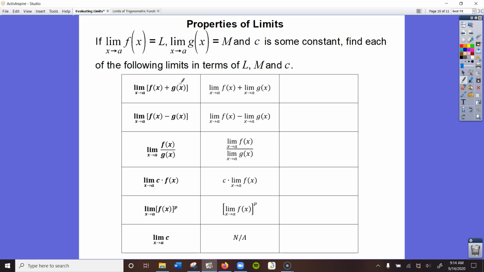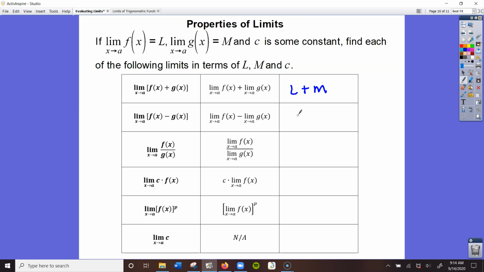If I were to look at all of these limit statements, so see here, the first one we have the limit as x is approaching a of f of x plus g of x. What that means is that I can take the limit value as x is approaching a of f of x and add it to the limit value as x is approaching a of g of x. This means that if I'm using these letters that I assigned here at the beginning, we would get L plus m.